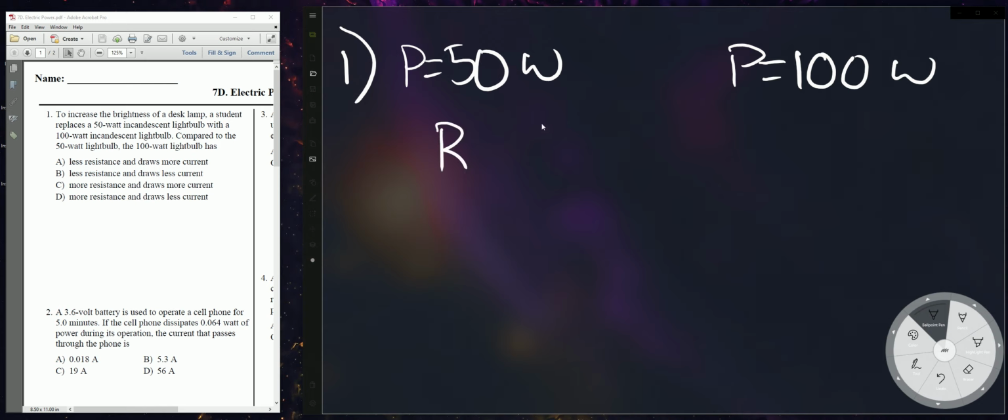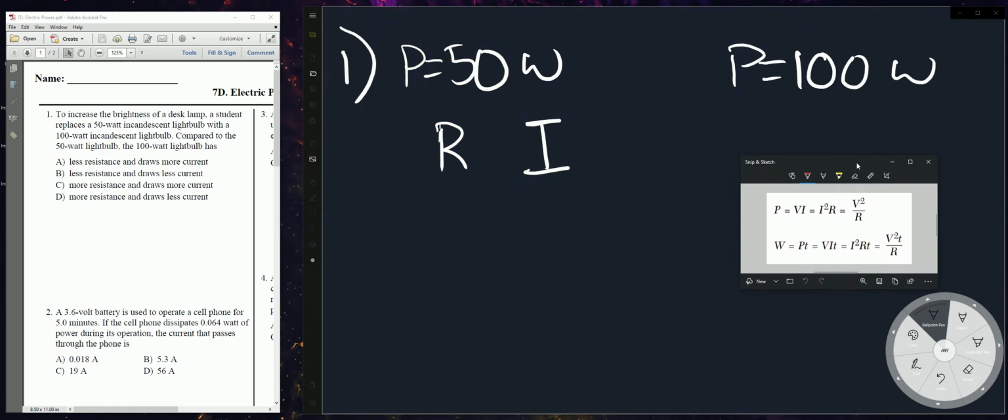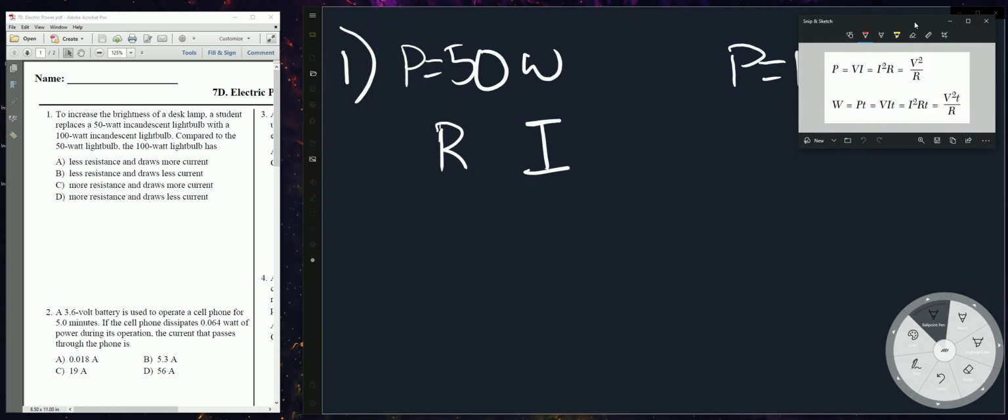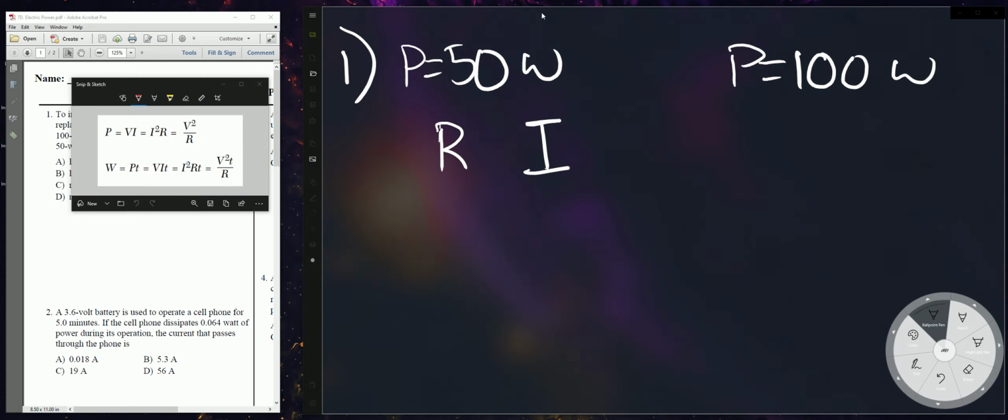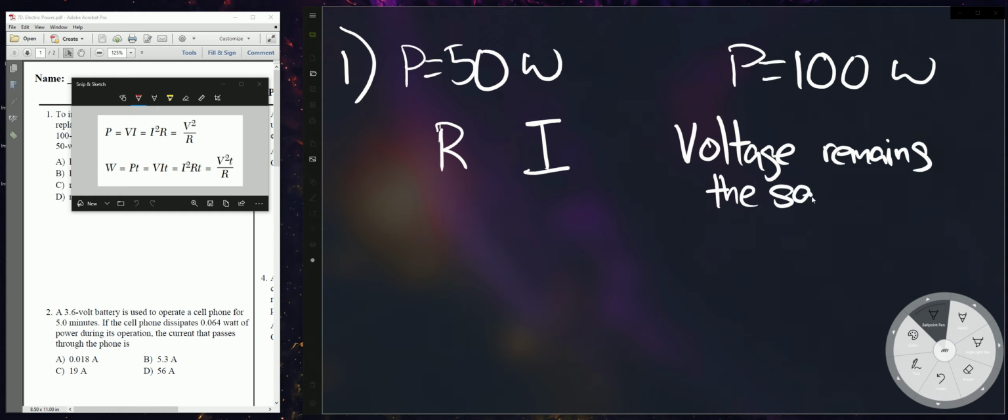They're talking about resistance and current. That's what we care about right now. We want to know what happens to R and I if power increases. This is one of the harder questions because there's an assumption you must make: even though you're changing the wattage of these light bulbs, your voltage remains the same, because you're still plugging it into an outlet, and the outlet will always give you the same voltage. So let's take a look at this formula right here. P is equal to V times I.